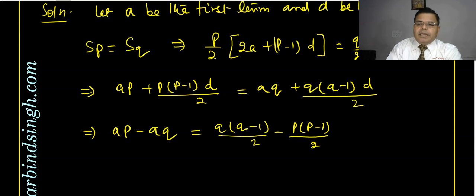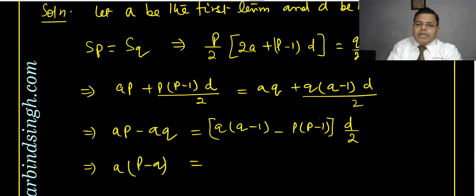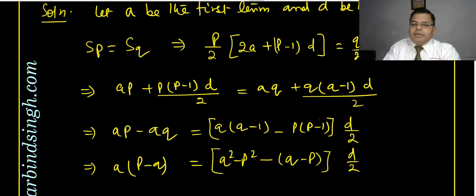Or you can take 2 common and write d by 2 here. So what will come? In fact, this will be d by 2 times a(p minus q), and here this will be q square and that will be p square, so q square minus p square minus q plus p, so that will be minus q minus p. Isn't it? We can write it as minus d by 2, because minus minus becomes plus.